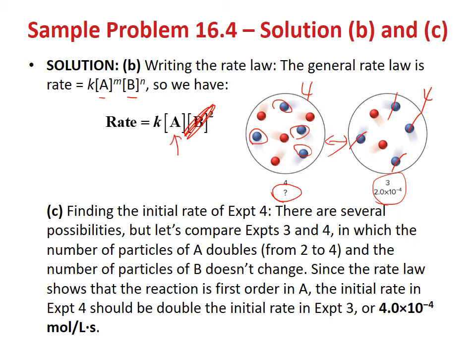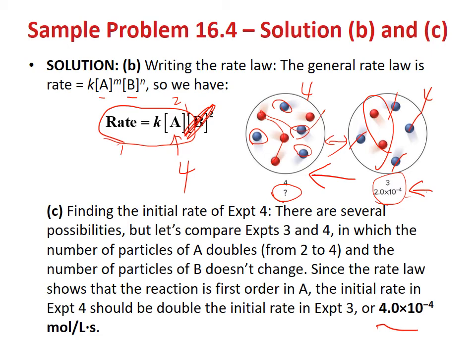So here in 3 you have 2 A's, and for 4 you have 4 A's. So from 3 to 4, the concentration or number of A doubles. According to the rate law, it's a first order reaction. When concentration doubles, the reaction rate also doubles, and therefore we predict the reaction rate should be the reaction rate for 3 times 2, and the answer is 4 times 10 to the minus 4.